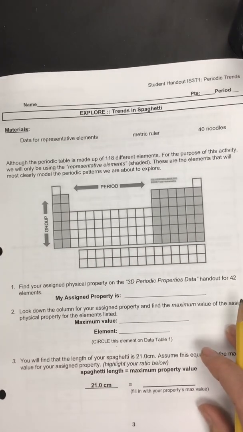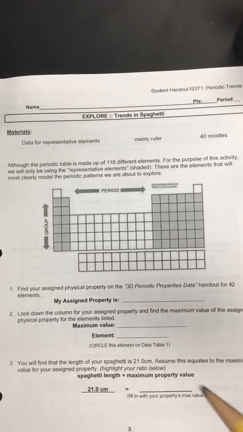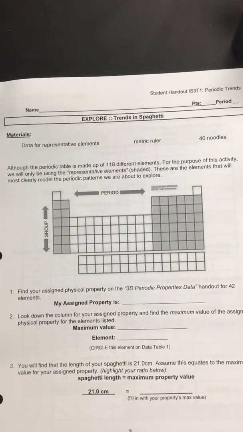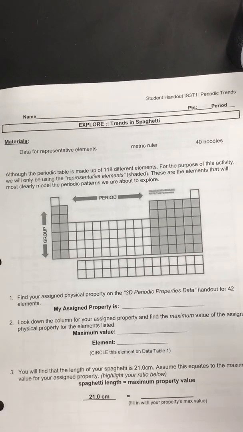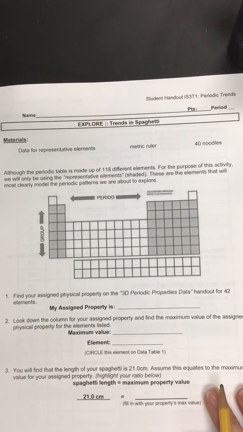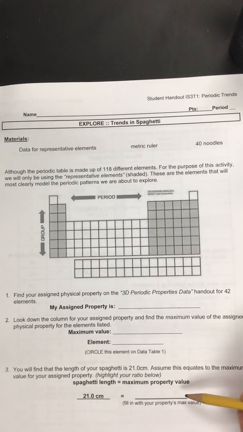So knowing that, for number one, here you would fill in the property that I gave you last class. If you were absent, the people around you know which property you were given. You were given either ionization energy, electronegativity, or atomic radius. That should be filled in here.